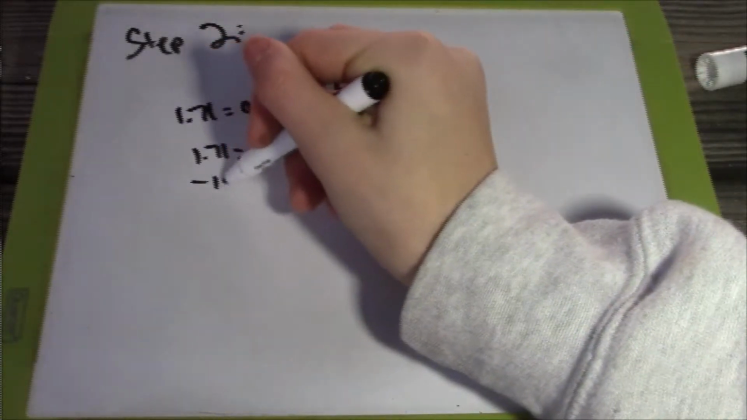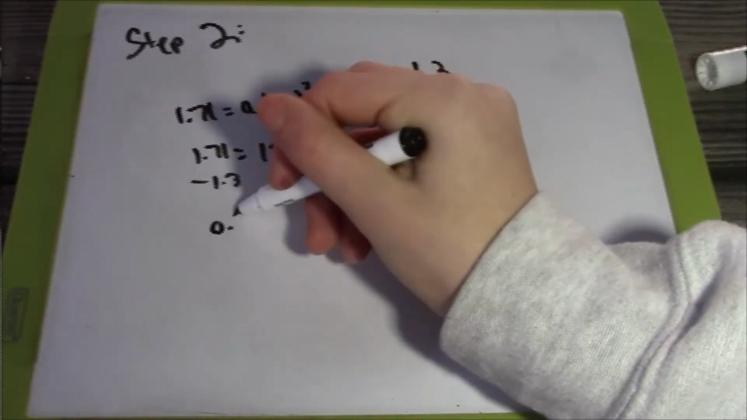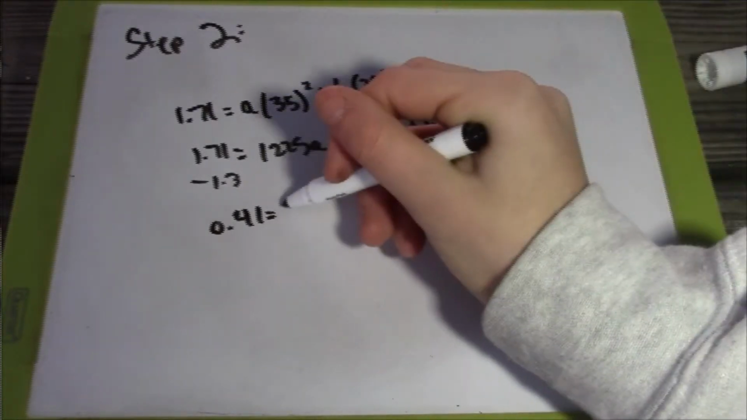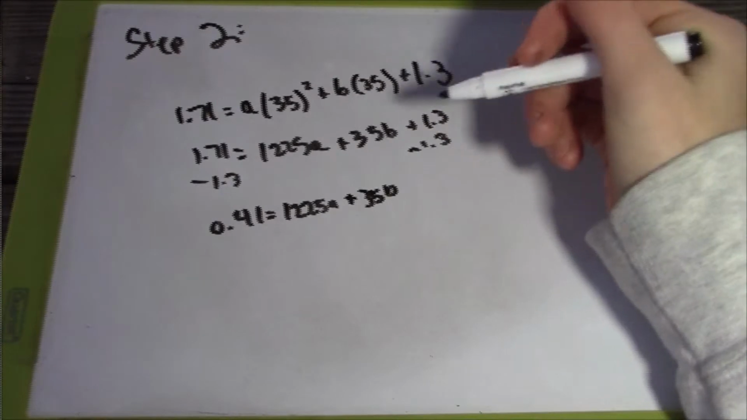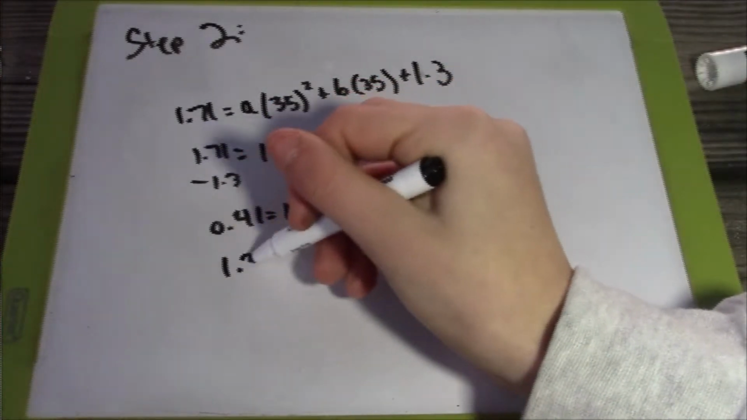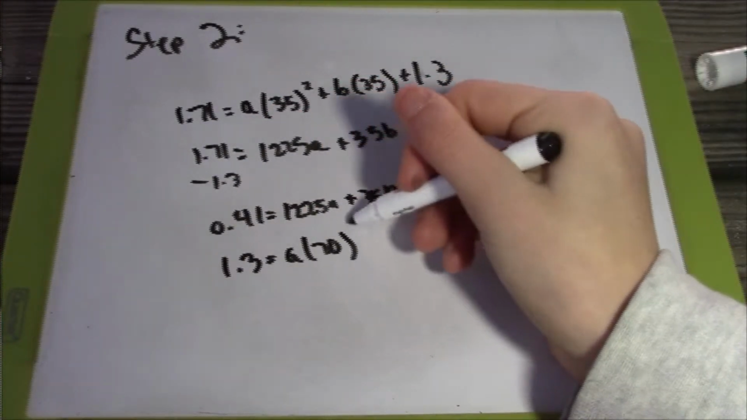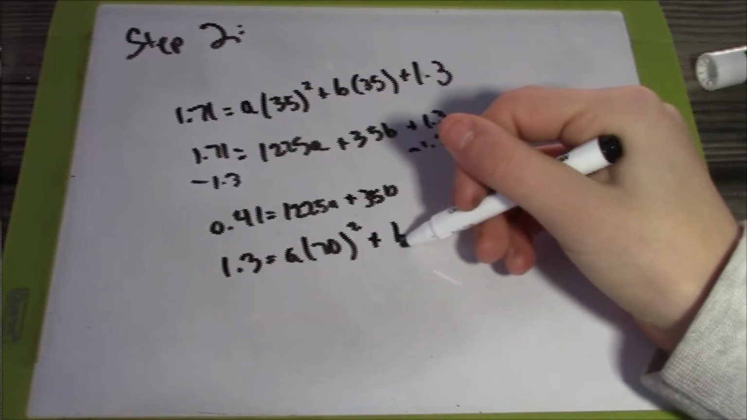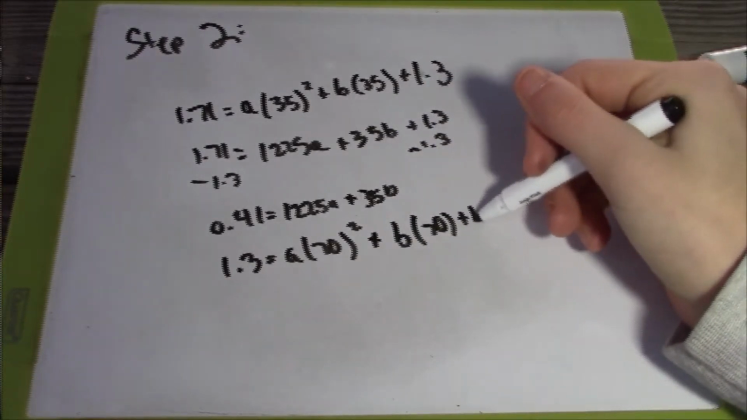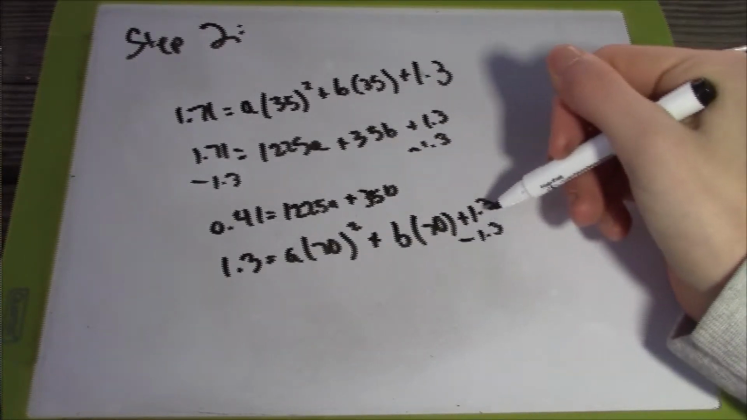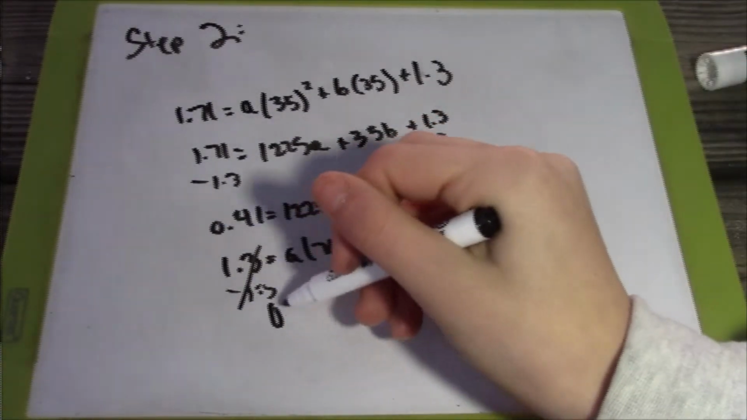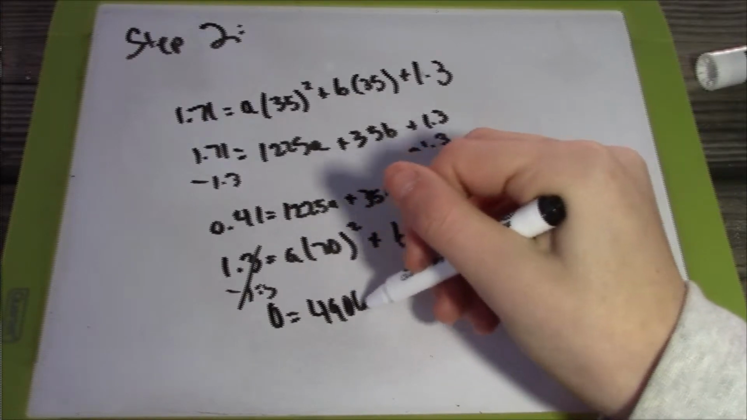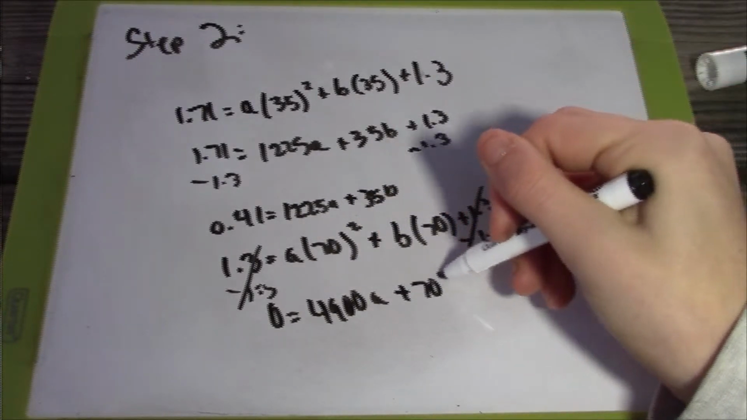The first equation turned out to be 0.41 equals 1,225a plus 35b. Determine the second equation by plugging in c in the last pair of coordinates, 70, 1.3, and simplify. The second equation is 0 equals 4900a plus 70b.